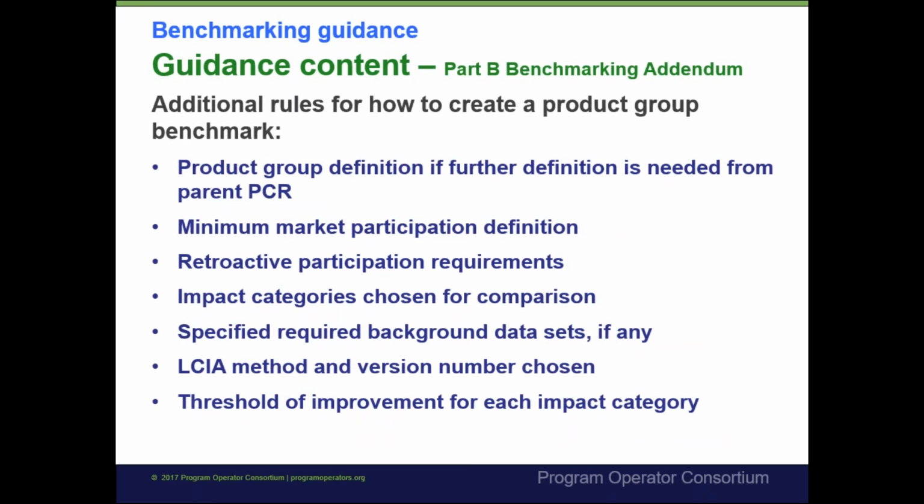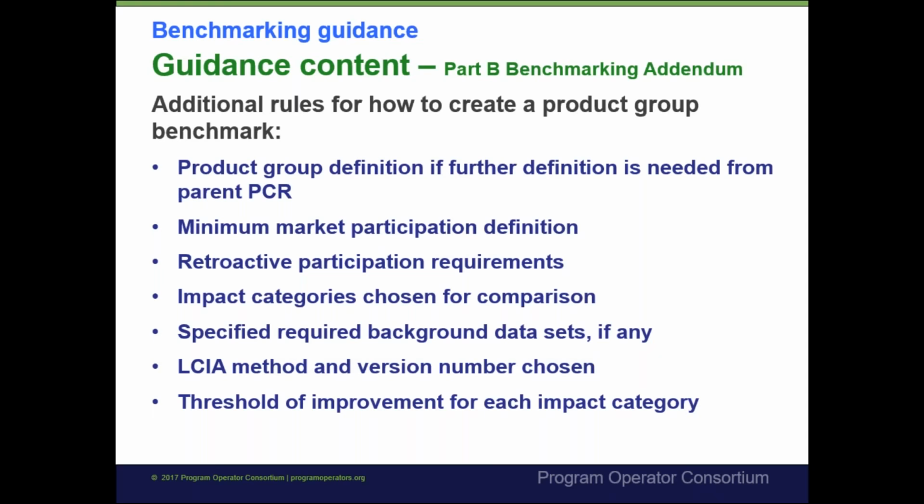So this introduces a standard process for creating industry-wide EPDs, which all contain the same content in addition to the program's regular EPD content requirements. And the benchmarking addendum form itself will have the definition of the product group, if any further definition is needed, the minimum market participation, retroactive participation, impact category selection, and background data set requirements, plus the LCIA method and version number, and the threshold of improvement for each required impact category.